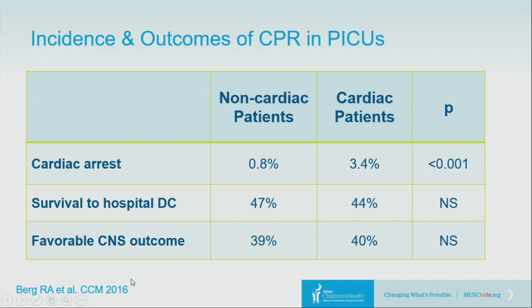There's a recent study that was published in Critical Care Medicine that nicely showed that the rate of cardiac arrest in children with cardiac disease who are in intensive care units is roughly 4-fold higher than the rate of cardiac arrest in pediatric patients cared for in those same ICUs who do not have underlying cardiac disease. Fortunately, the survival to hospital discharge rates are relatively the same between the two groups.